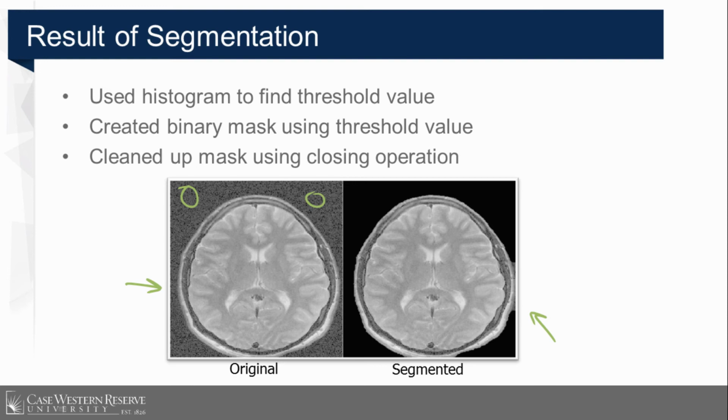So if we recall exactly what we did, we first made a histogram of all of the pixel values in order to find a threshold value which would allow us to separate the background noise from the actual signal in the brain. We then created a binary mask, just made up of zeros and ones using the threshold value. And then we cleaned this mask up by using a closing operation, which allowed us to fill in any gaps while retaining the edges of our images. So this is a very simple segmentation procedure. We can see how it's worked to actually get us the information that we wanted in our brain.